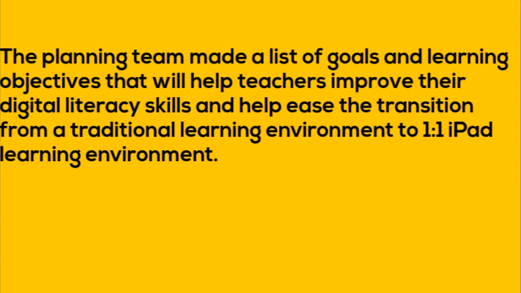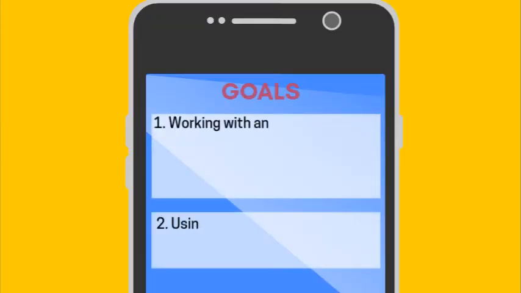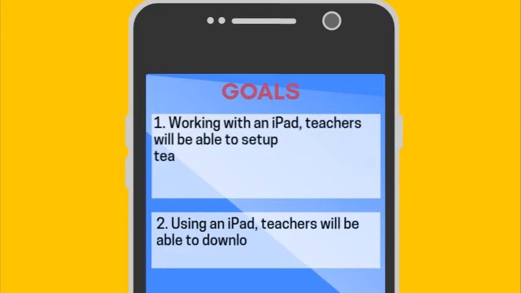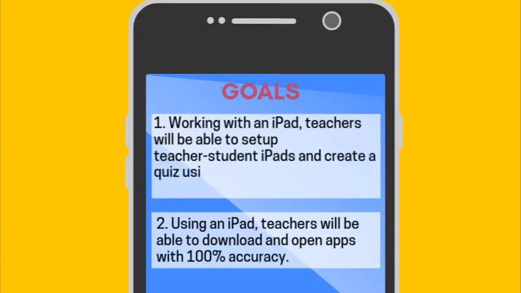The planning team made a list of goals and learning objectives that will help teachers improve their digital literacy skills and help ease the transition from a traditional learning environment to a one-to-one iPad learning environment. For example, while working with an iPad, teachers will be able to set up student-teacher iPads and create a quiz using Google Forms on an iPad with 100% accuracy.